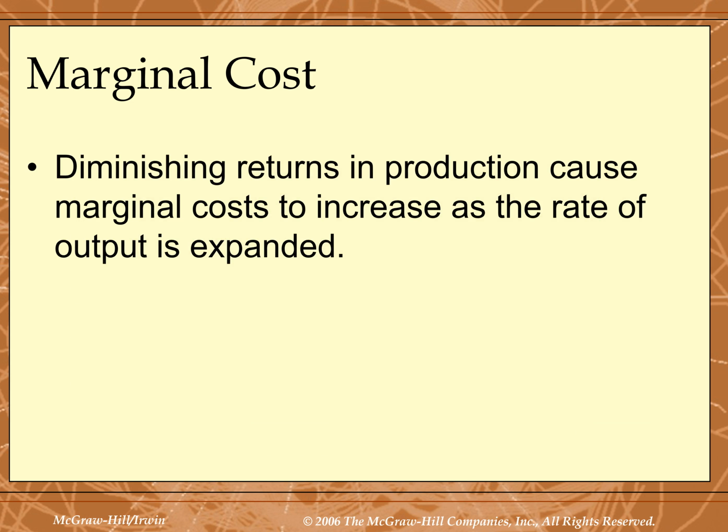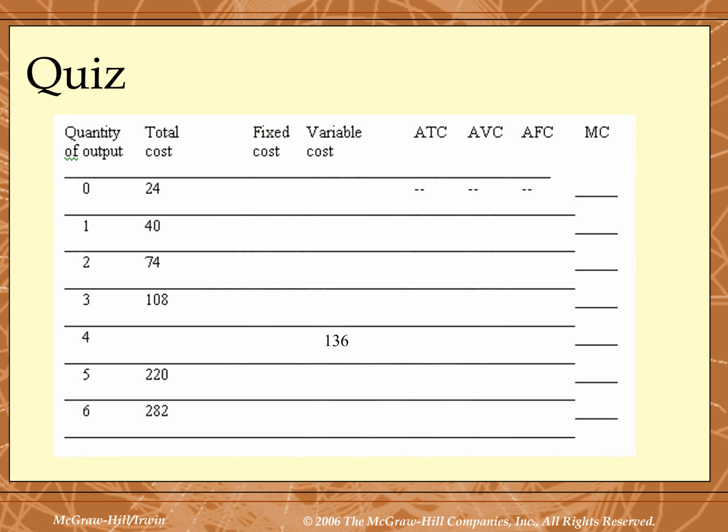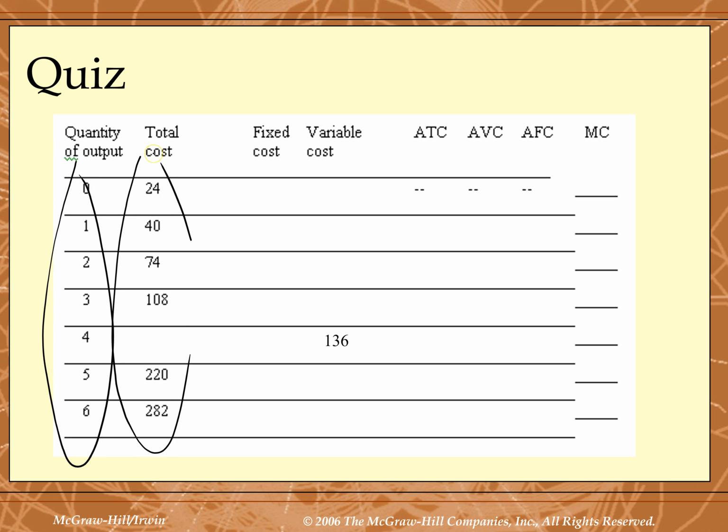So let's look at a nice little summary here. The output decision or production has to be based not only on your ability to produce, but also on the costs of production. And costs go up quite rapidly once you approach your full capacity. And I've given, this is a nice little test that you can do on your own. Again, what I'm doing is I'm giving you output and I'm giving you most of your total cost.